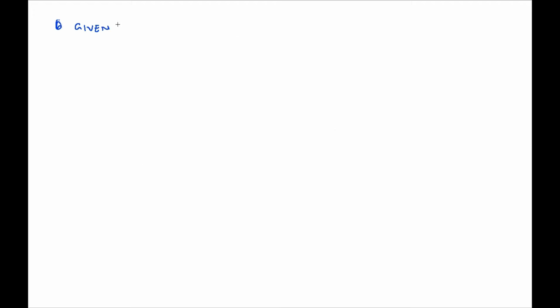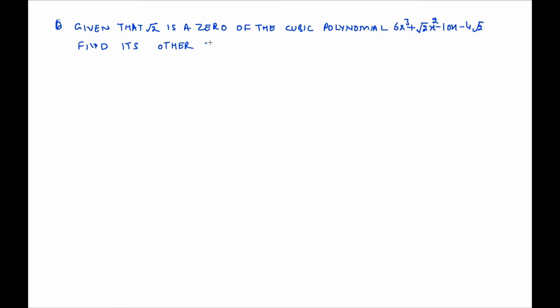Now the next question is from NCERT Exemplar. Given that root 2 is a zero of a cubic polynomial 6x cube plus root 2 x squared minus 10x minus 4 root 2, find its other two zeros. Now this statement says it has one zero, root 2. We are to find the other two zeros.